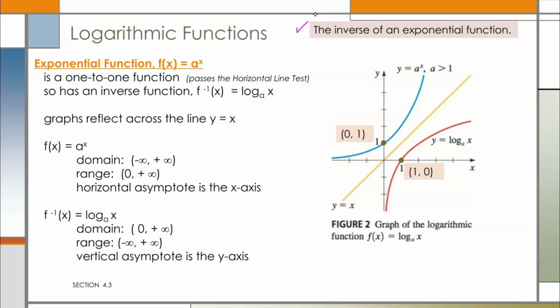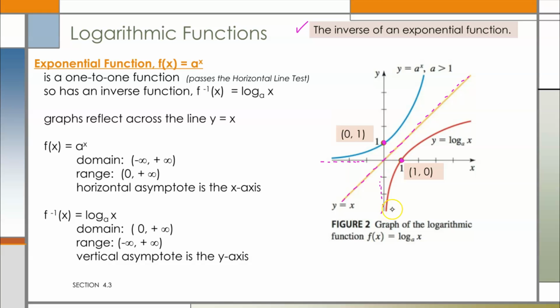What were the properties of inverses that we learned a few chapters ago? One property was that a function and its inverse will reflect on the line y is equal to x. If this were a piece of paper and I were to fold right on the y equals x line, this graph would match with this one. This graph would match with this one if I look at folding. Notice the x-axis as the horizontal asymptote of the exponential function becomes the vertical asymptote of the logarithmic function.